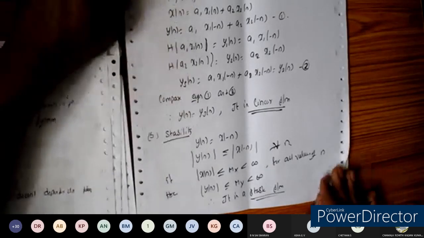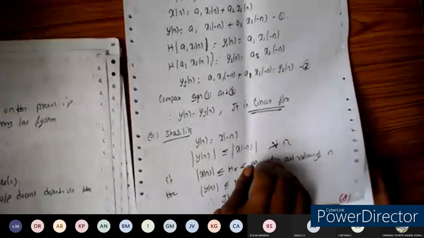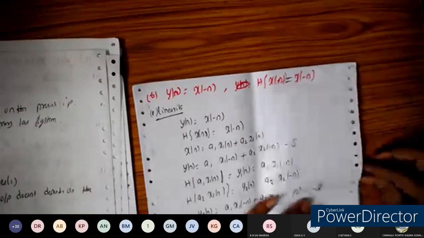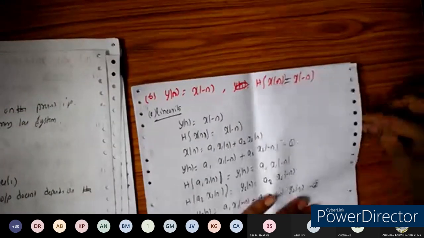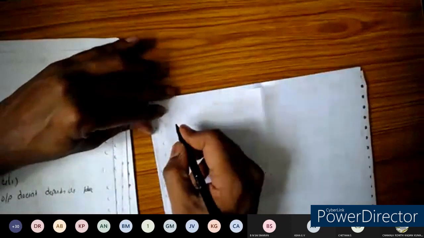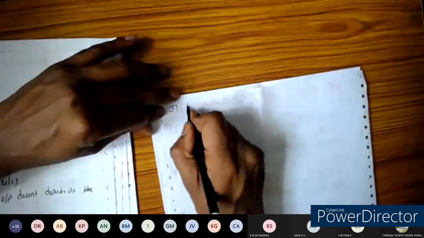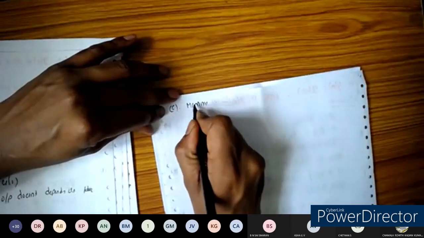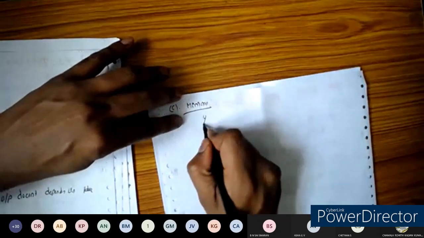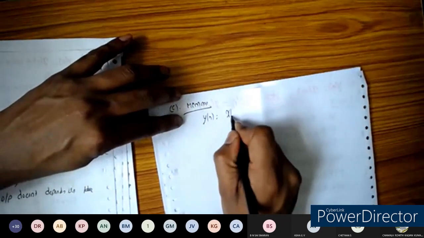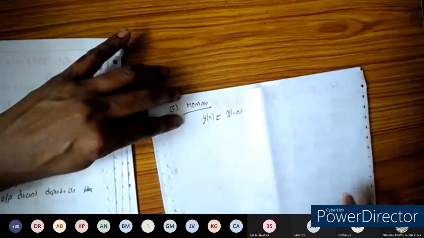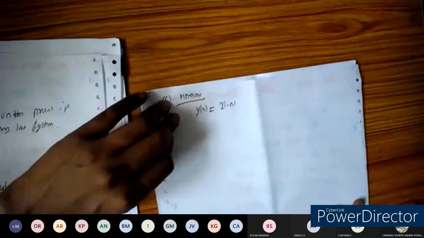Okay, so we'll go for the next property. The next one is memory and causality. Take the next property, which is called memory or memoryless. It is given y of n is equal to x of minus n.